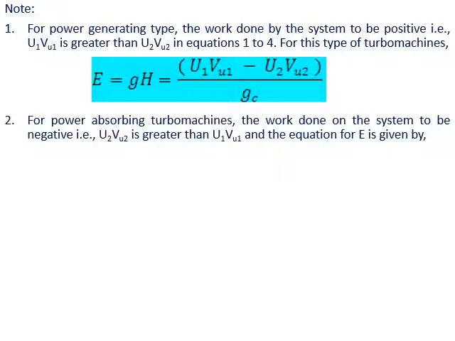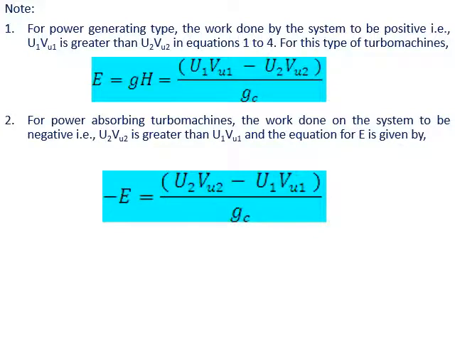For the power absorbing turbo machine, the work done on the system is negative. That means U2 VU2 is greater than U1 VU1, and the energy equation is given by minus E, because work is done on the system and the work is negative, that is equal to U2 VU2 minus U1 VU1 by Gc.